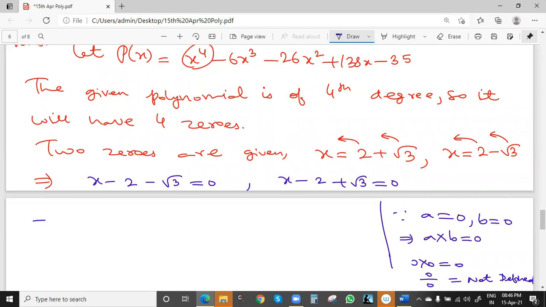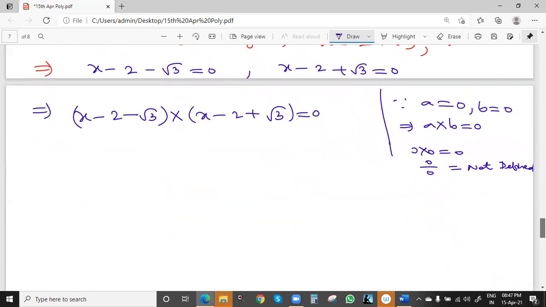So we can multiply this one, x minus 2 minus root 3 into x minus 2 plus root 3 equal to 0. Now we'll get a quadratic equation, because x means x to the power 1, here also x to the power 1. So the maximum power of x will be 2, and we get the quadratic equation. So how can we solve this one?